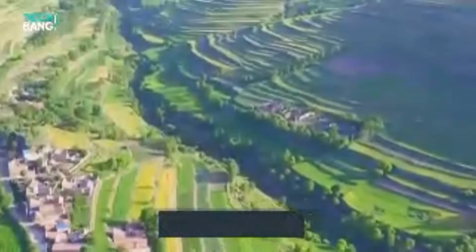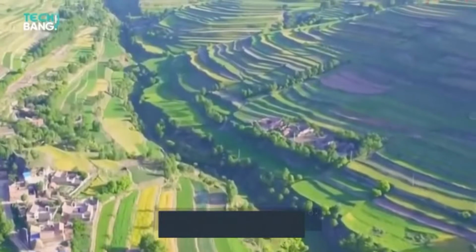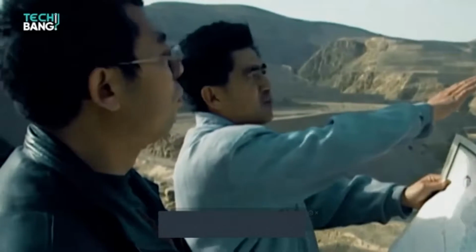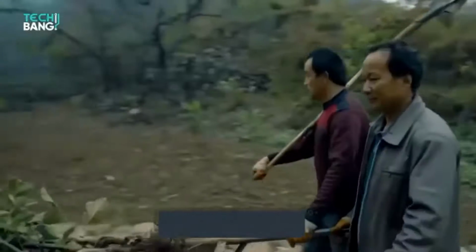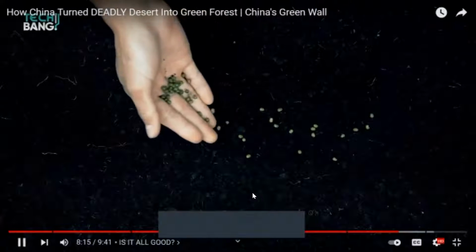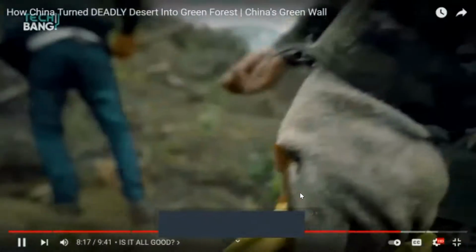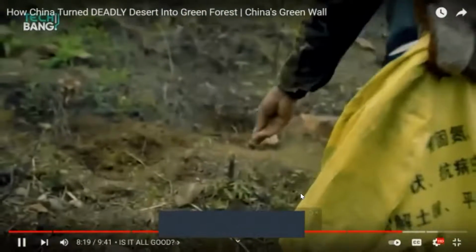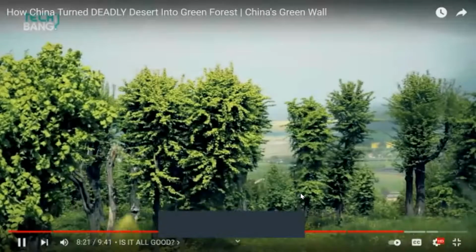A 2019 study found that semi-arid areas in China grew by 33% between 1994 and 2008, compared to between 1948 and 1962. According to a study in 2004, only 15% of the trees planted since 1978 have survived.